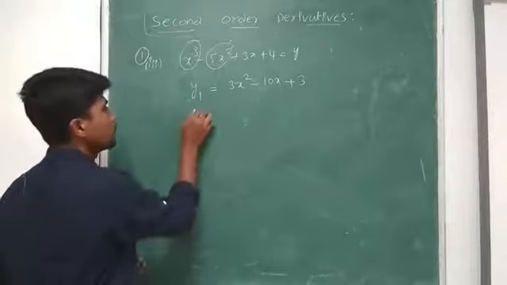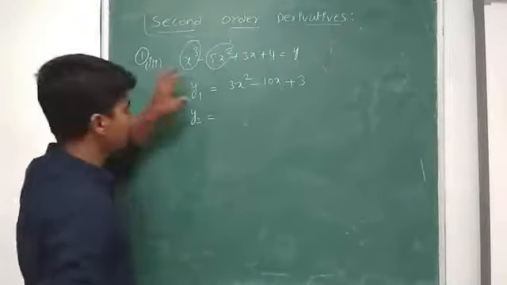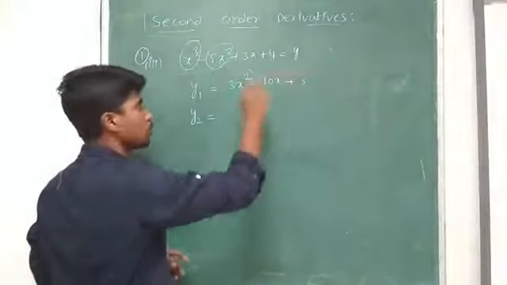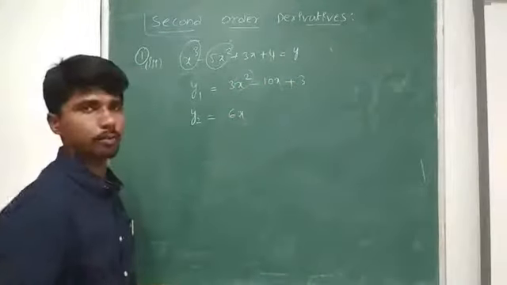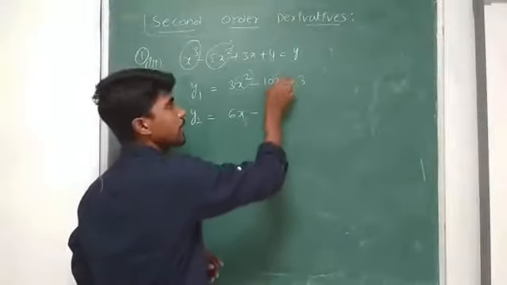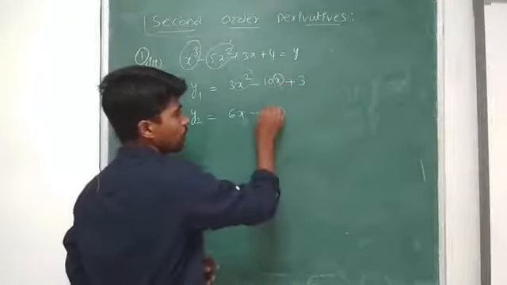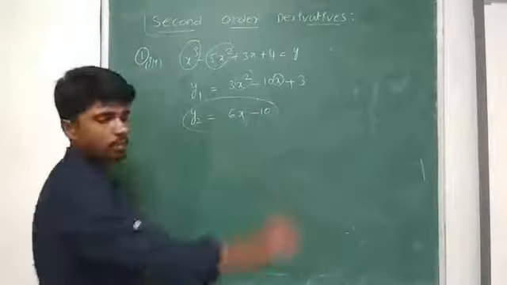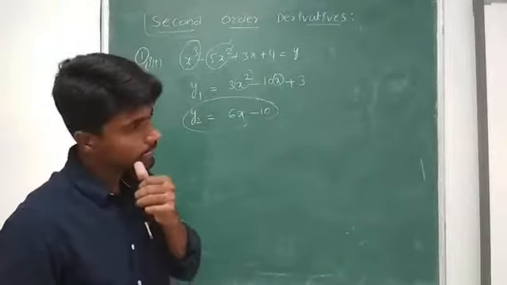I want the second derivative, so y2. So again differentiate this particular thing. 3 into derivative of x square, 2x, 2 threes are 6, 6x, minus 10 into derivative of x, 1, so 10, plus constant derivative is 0. So what we get, y2 is equal to 6x minus 10.